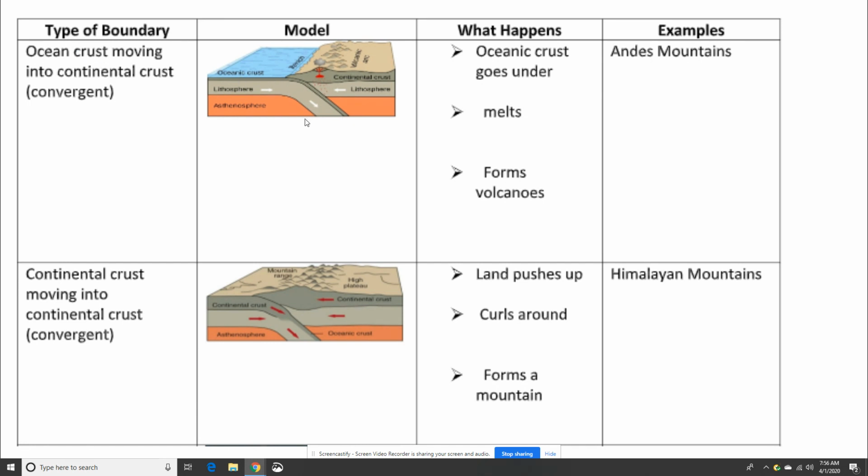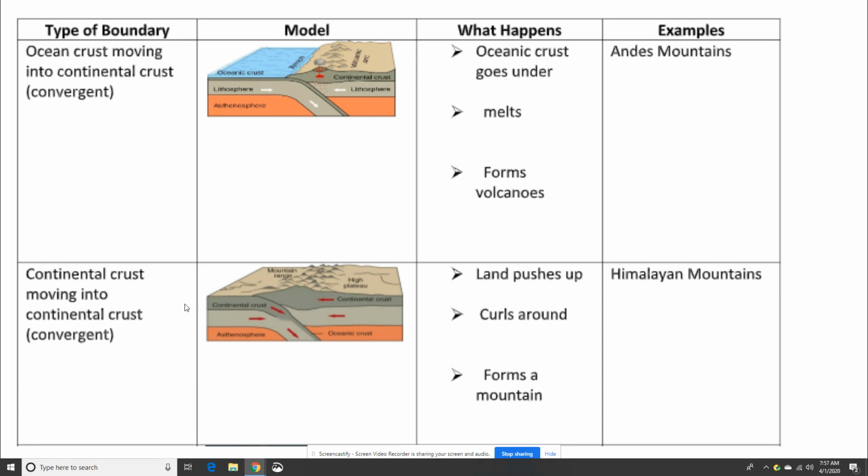Because the ocean crust is more dense, it's going to go under, and you're going to get a trench on the ocean side, and you're going to get volcanoes on the land side, because this crust comes under. When it gets far enough down, it melts, and the melted magma comes up to the top and forms volcanoes. The Andes Mountains in South America are an example.